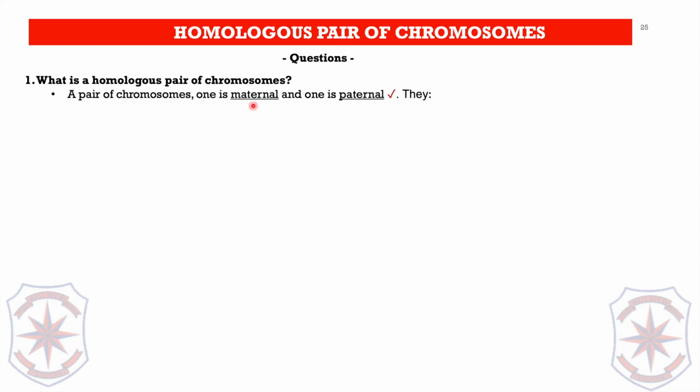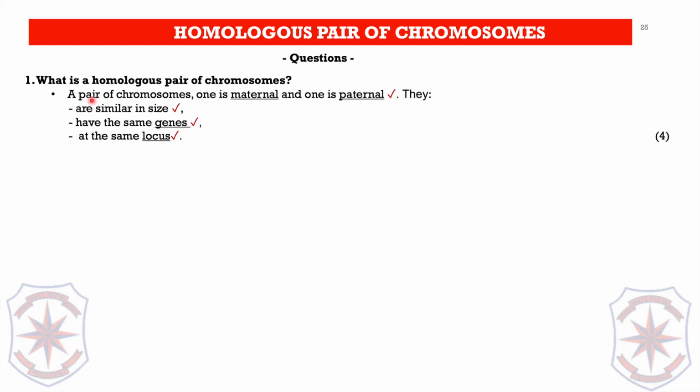One chromosome is from the ovum, and then another chromosome is from the sperm cell. They come together to form a pair during fertilization. So a homologous pair of chromosomes is a pair of chromosomes, one maternal and one paternal, and they are similar in size, okay? They are not exactly the same size, but they are similar in size, more or less. They contain the same genes at the same locus.